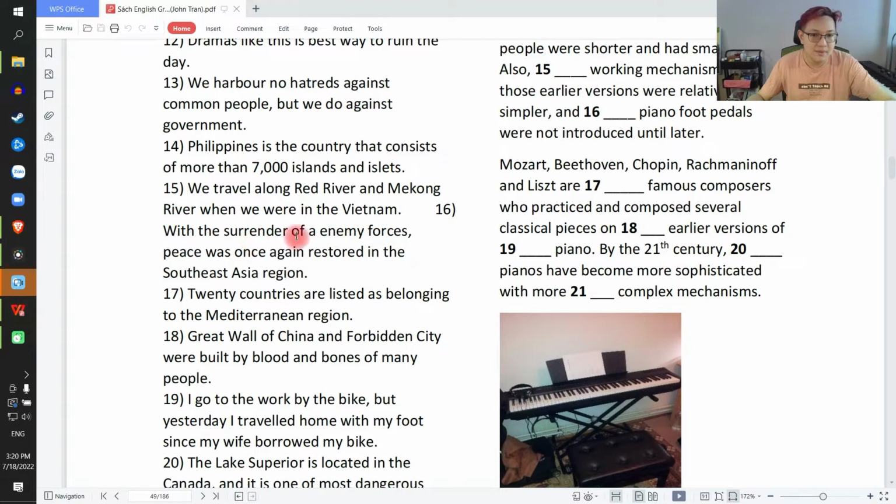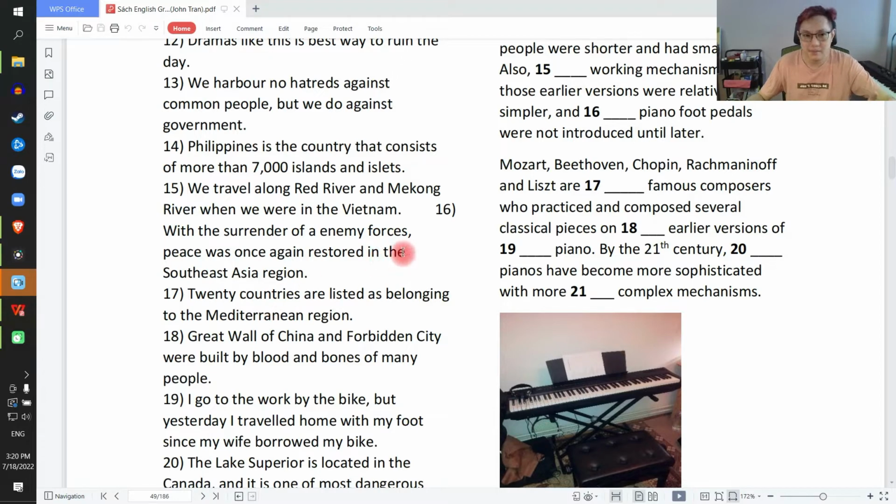With the surrender of enemy forces, peace was once again restored in the Southeast Asia region. Hòa bình nói chung không có mạo từ. Hòa bình chứ không phải là cái hòa bình, chiếc hòa bình, nó không có mạo từ đằng trước. So there's no article before peace. It's just peace, not the peace or a peace, you know.